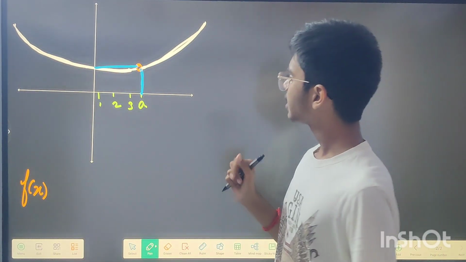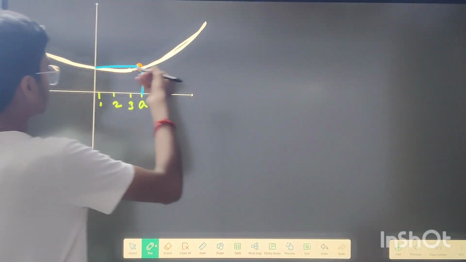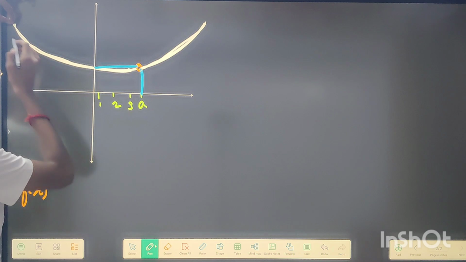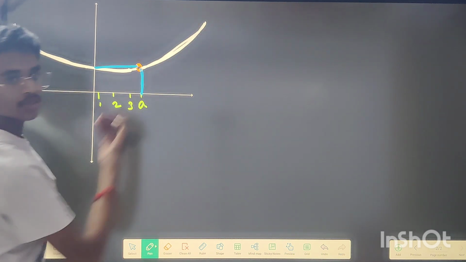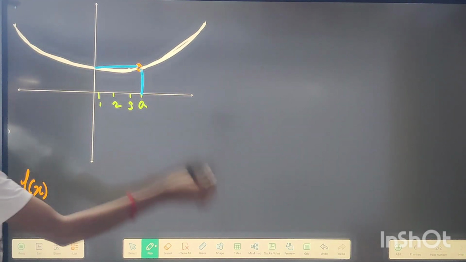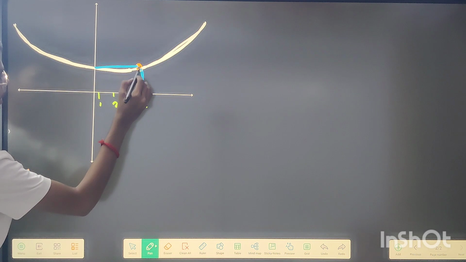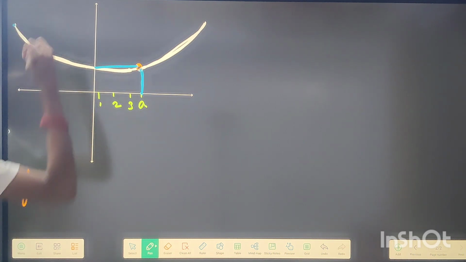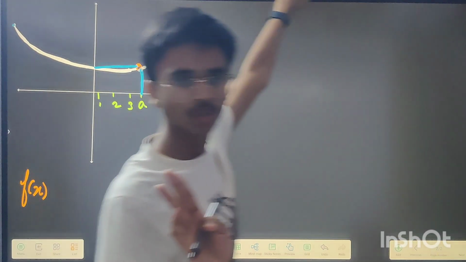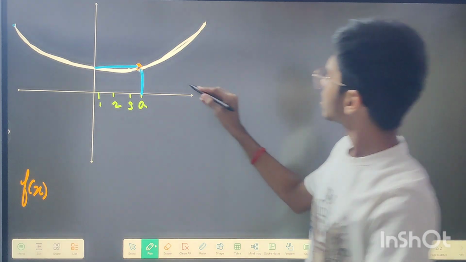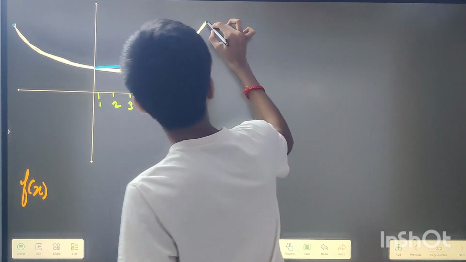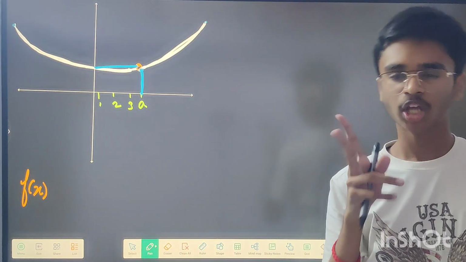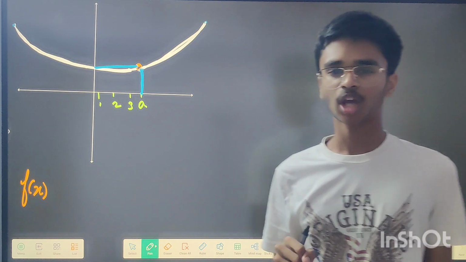Okay, so after that, you have to know that this is what the graph of the function is. From this point to this point, it is continuous. It is always continuous. And from this point to this point also, it will always be continuous. That also you have to know. So these are the two important things that you have to know.